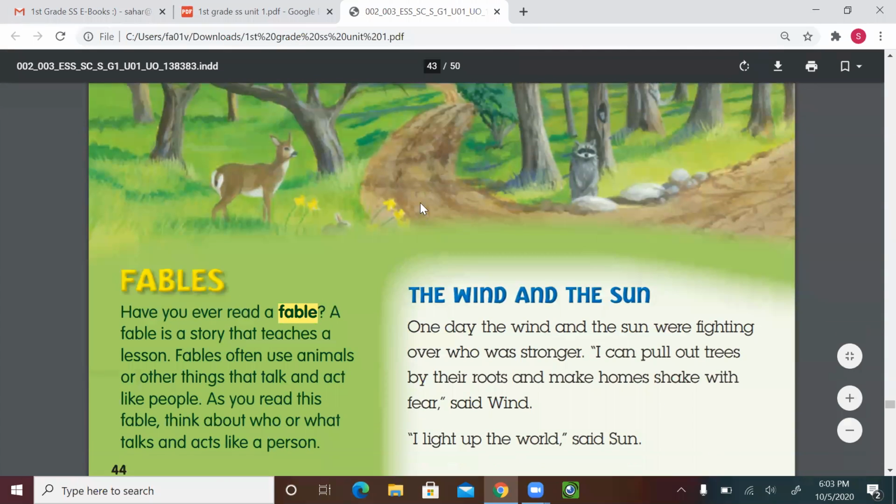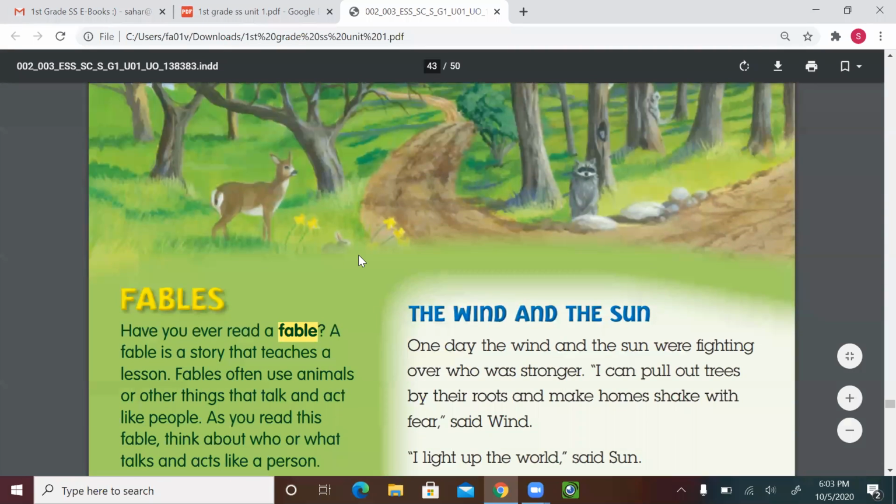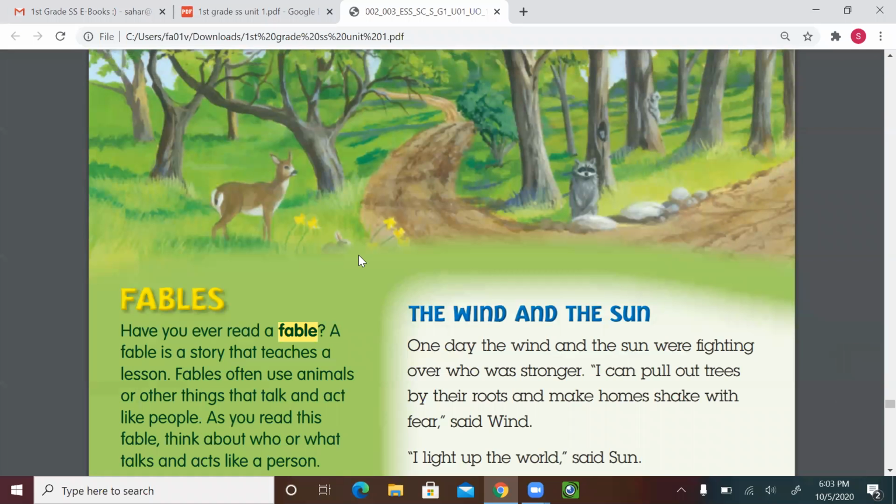We're going to be starting with page 44. For this lesson, lesson 4, we're talking about sharing stories. We talked about tall tales and we talked about exaggerate. We also will learn about fables.